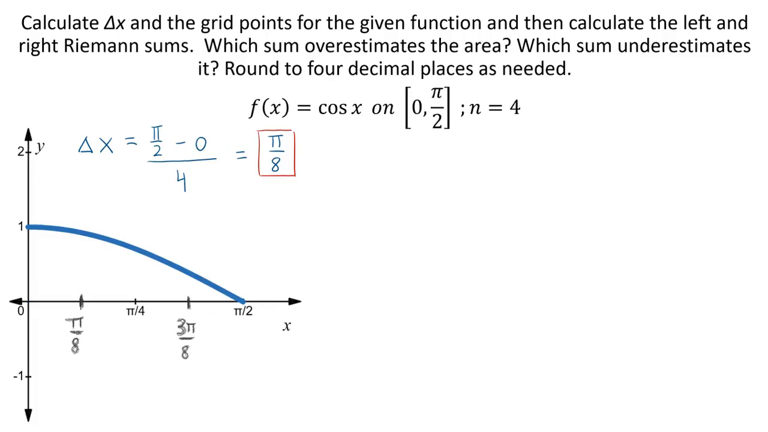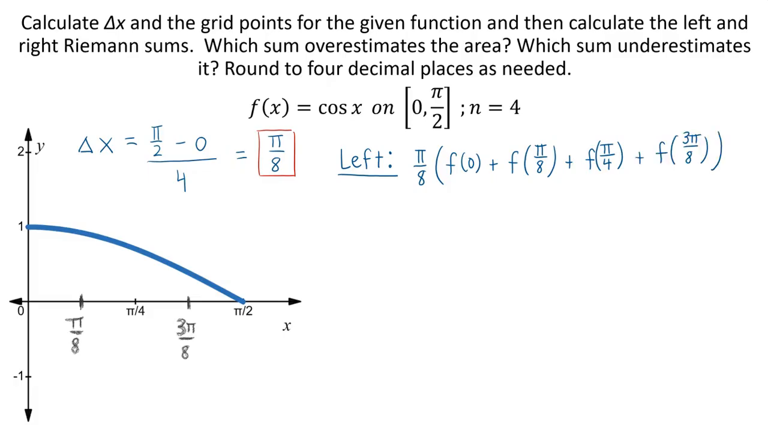So that gives us the grid points 0, pi over 8, pi over 4, 3 pi over 8, and pi over 2. To find the left Riemann sum, we'll take our delta x and multiply it by the sum of the heights of the rectangles evaluated at the left endpoints. So the height of our first rectangle will be found by evaluating f of 0. The height of our second rectangle will be found by evaluating f of pi over 8. The height of our third rectangle will be found by evaluating f of pi over 4. And we'll evaluate f of 3 pi over 8 to get the height of our fourth rectangle.